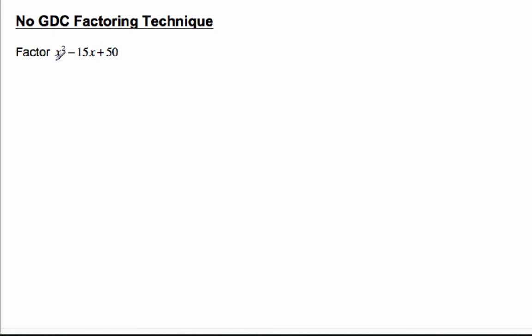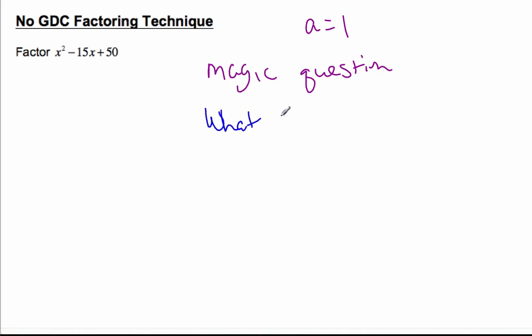And when I have this kind of technique, I have to recognize that this is called a quadratic because it's x squared. And in this case, the number in front of the x squared, this coefficient, is 1. And that's key because we're only going to look at when a equals 1 for today. Whenever we have this scenario, we have to ask ourselves what I call the magic question.